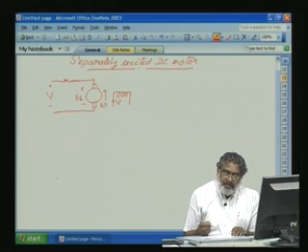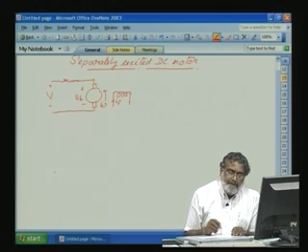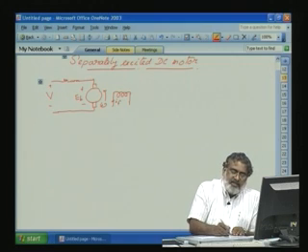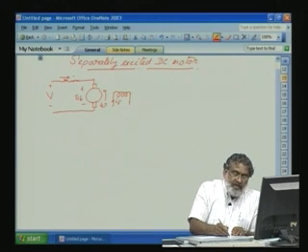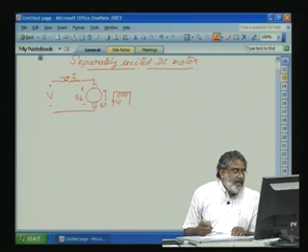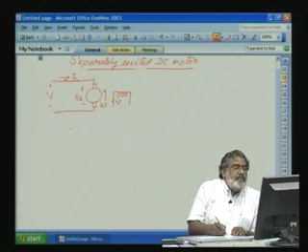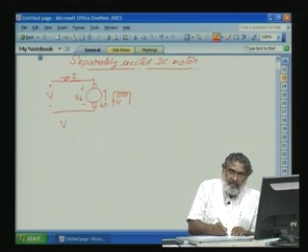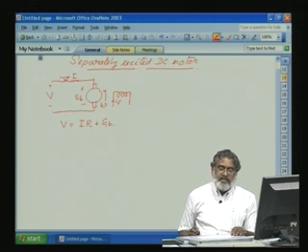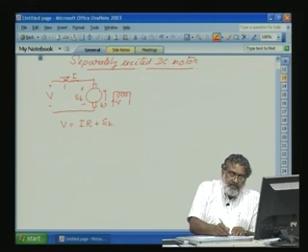Now let us say the motor is running with a speed omega. We are applying DC voltage, so the inductance will not come into the picture. We can assume the DC current through this is IA. If you write the equation for the terminal voltage, it will be V is equal to I into R plus EB, where EB is the back EMF. This is the relation between EB and V, and this is the R.